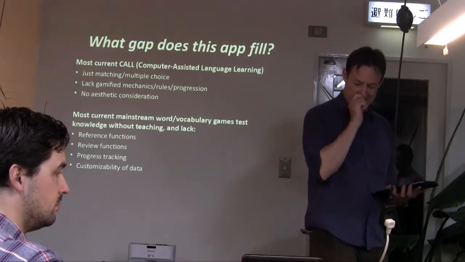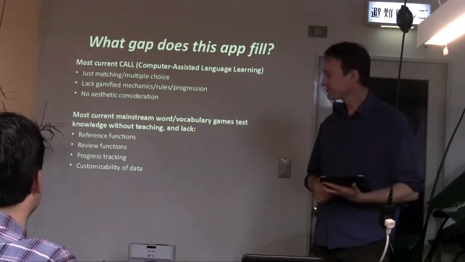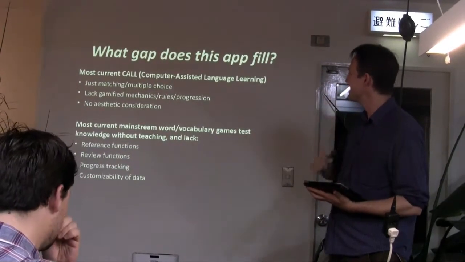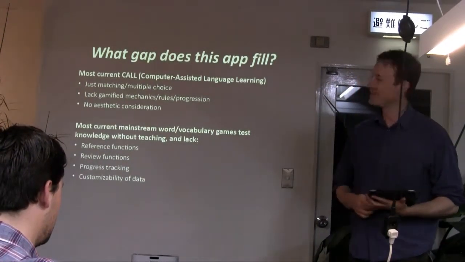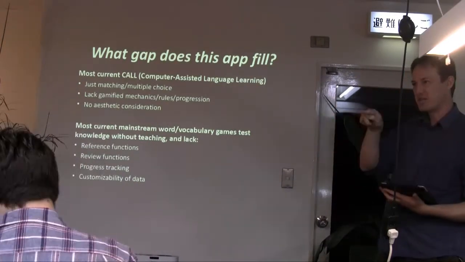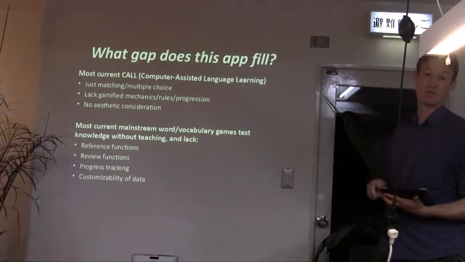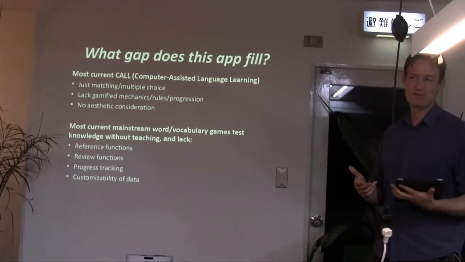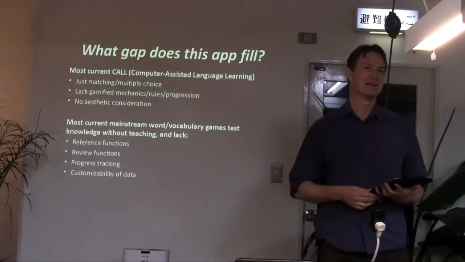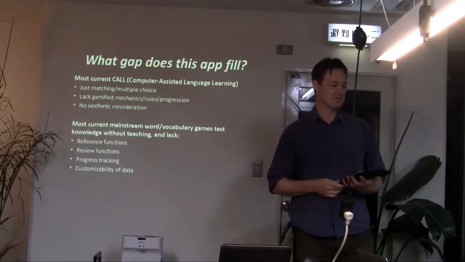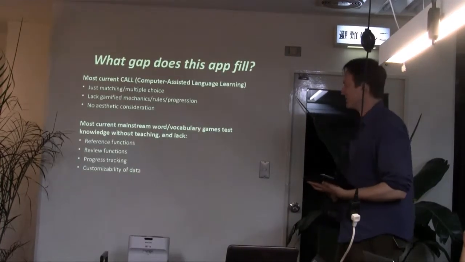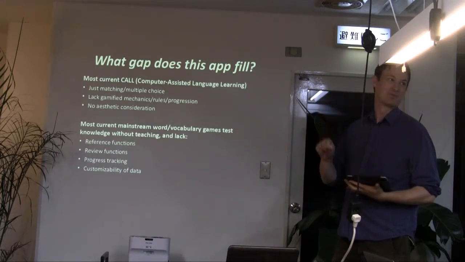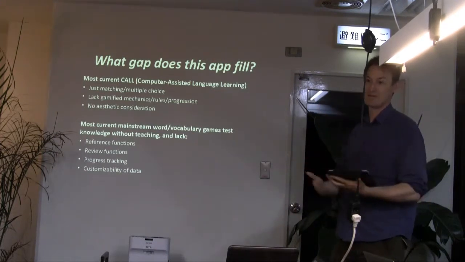So why did I make this app? A lot of current computer-assisted language learning is not really very good. It's usually just matching words together or multiple choice, so really not very productive. So often Japanese students' English level is not very high, and I think one of the reasons is because they've gone through their education using this kind of multiple choice activity rather than more productive kinds of activities.